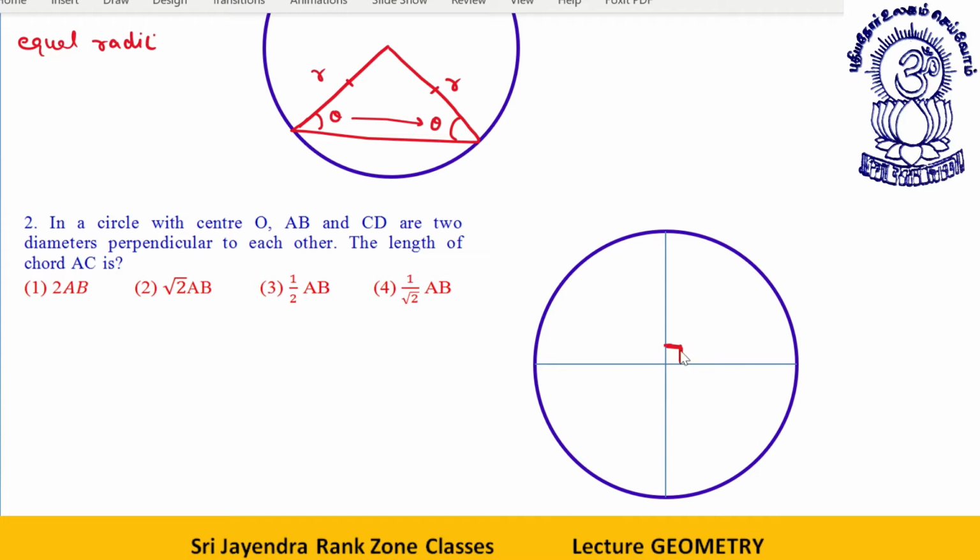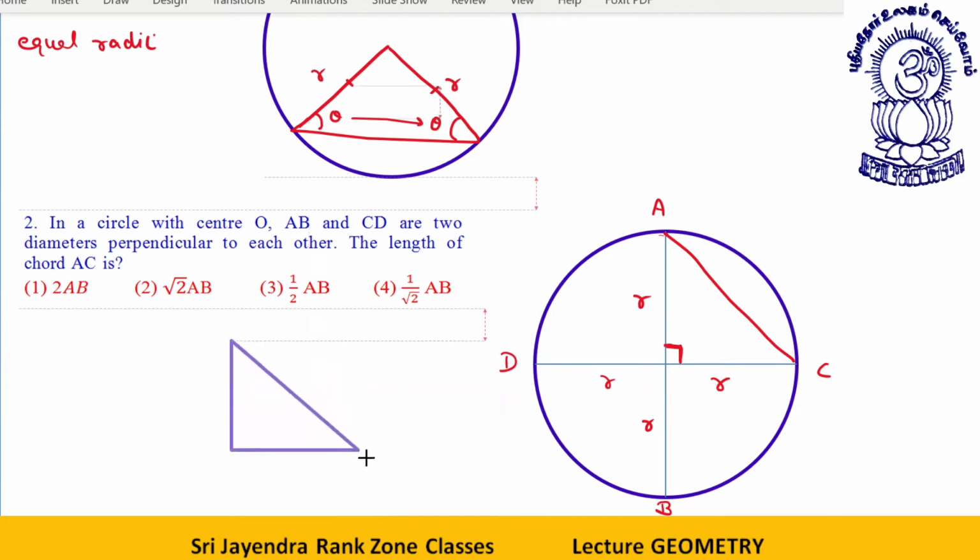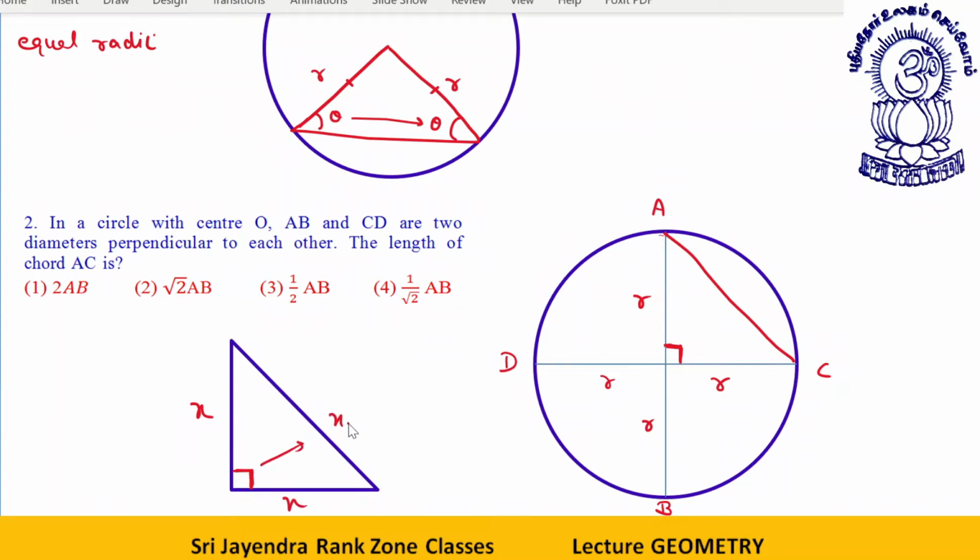Now when this angle is 90 degrees, what will happen? Let's say these are the chords A, B, C, D. You are being asked to find the length of this chord. Let's say this is radius, this is radius, this is radius, this is radius. What happens, my dear students? In any right angle triangle, if two sides are equal, and this angle is 90 degrees, this side becomes x into root 2. So this side becomes r root 2.